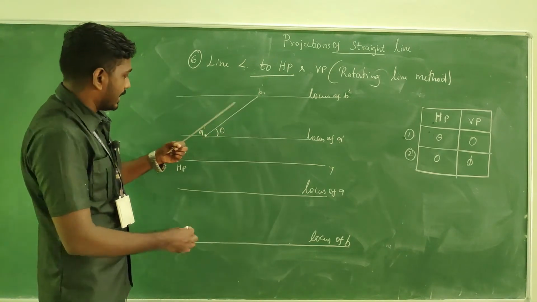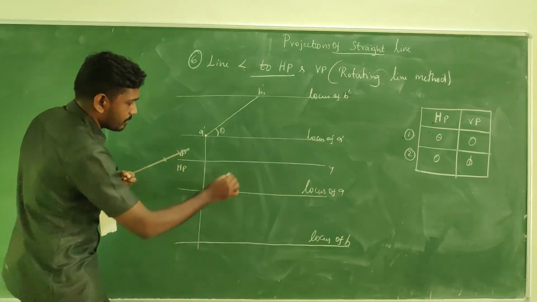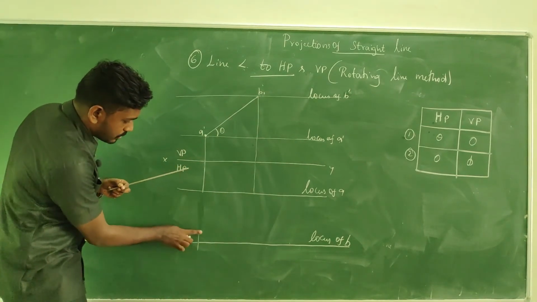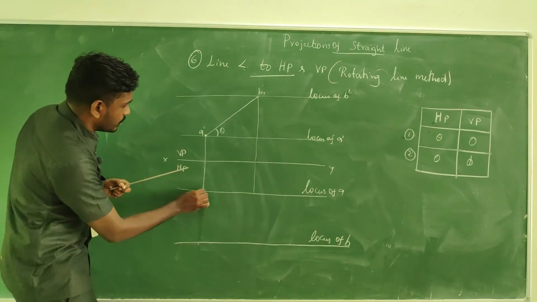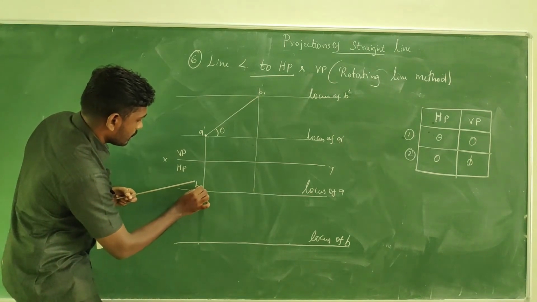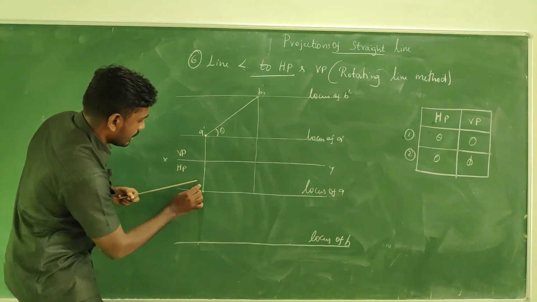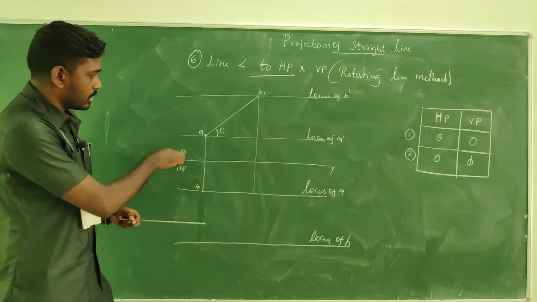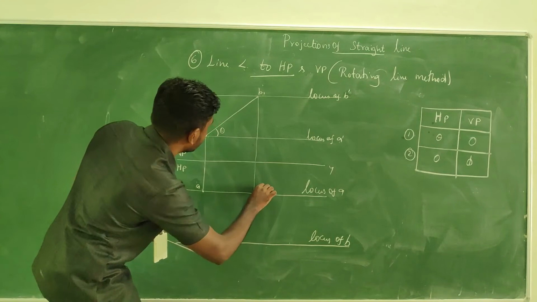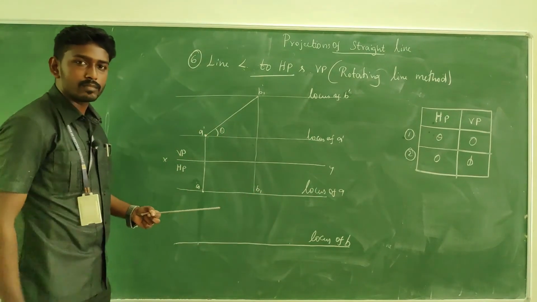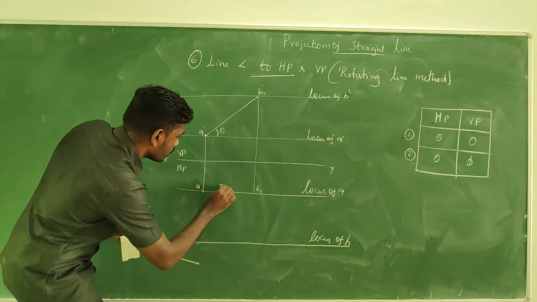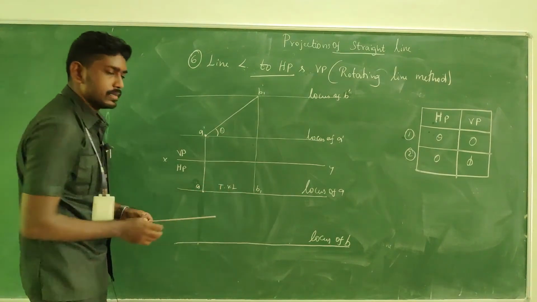And for this, it is easy. By drawing the projector, we get the things, right? If you take the projector like this, we get the end A and the end B in the top view, and here we get the B1, and this is the top view length.